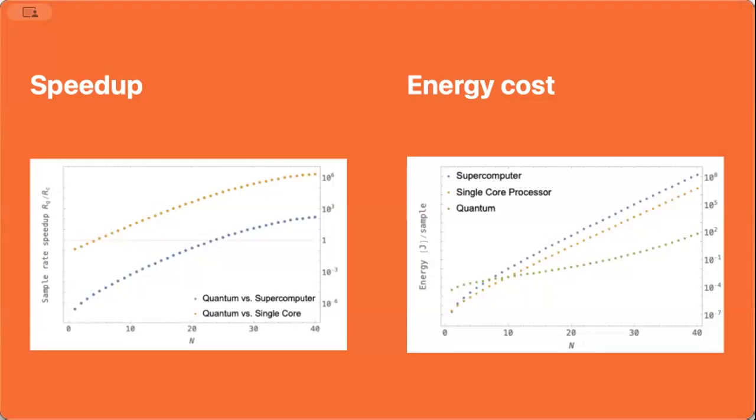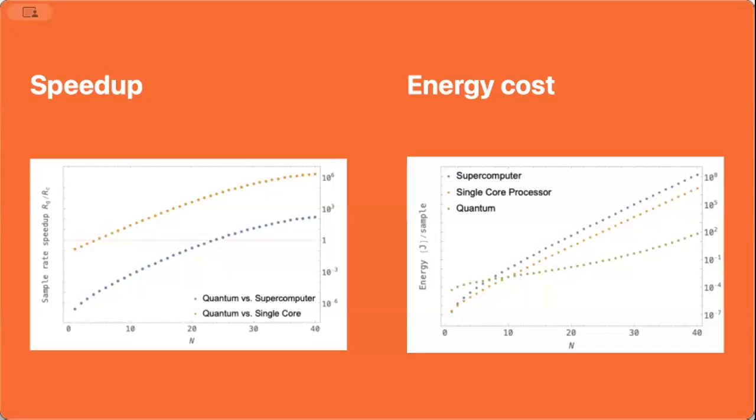But you see, if you've got a 40 photon instance of the problem, then your quantum computer is a factor of 10 to the 6 faster than the supercomputer. This all boils down purely to the fact that classical computers have to solve all these matrix permanents to try and simulate these distributions, whereas the quantum computer comes out straight away. You can also think about the energy savings.